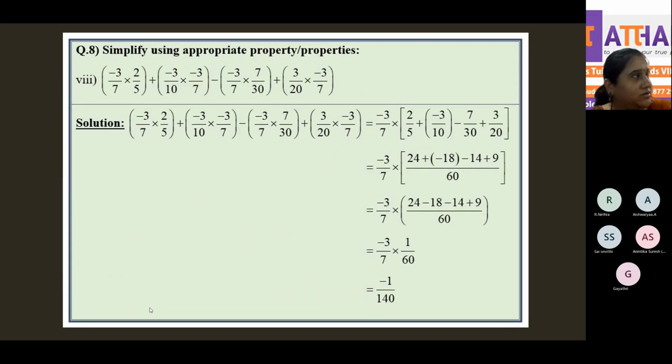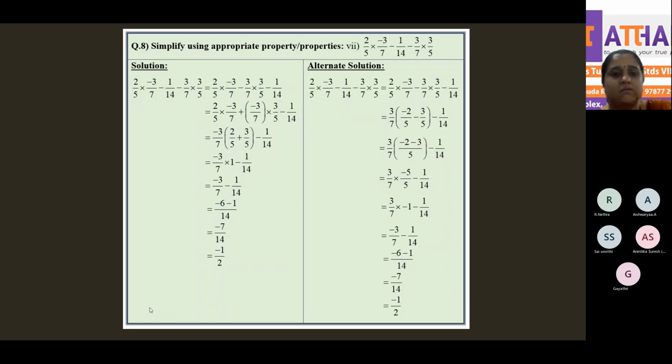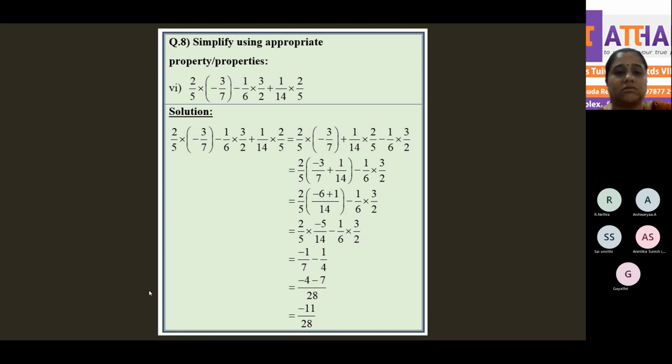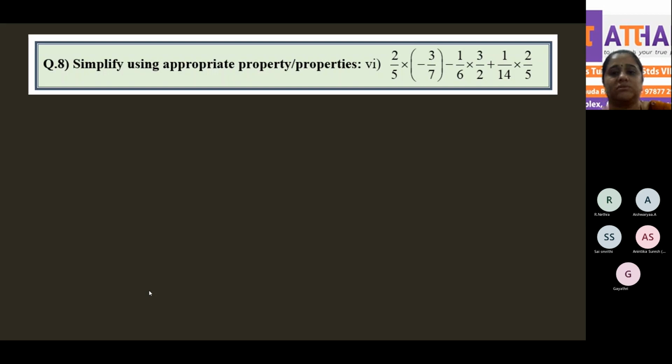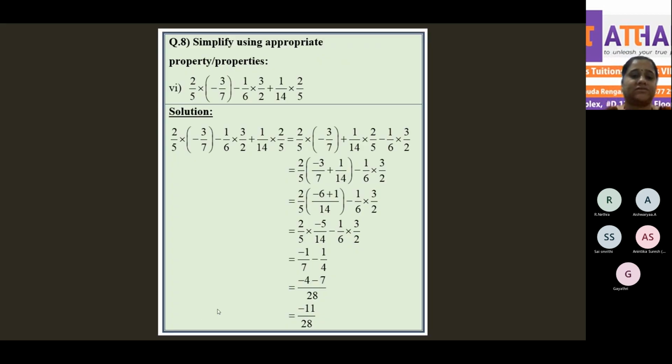We did this one now, is it? Correct? This one is not over, right? Oh, this also has an alternate solution. Okay, children. Next up is this one.